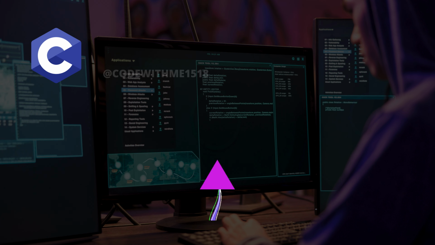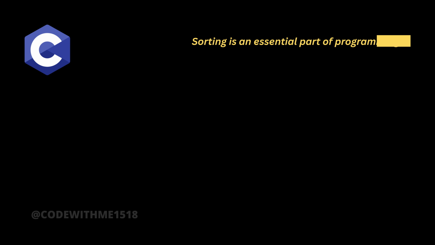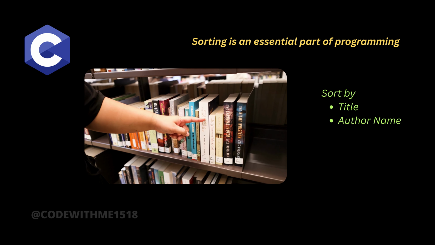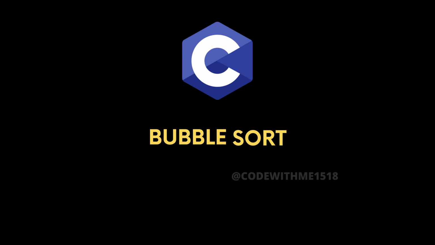So, let's get started. Sorting algorithms. Sorting is an essential part of programming. Imagine you're organizing books on a shelf, sorting them by title or author's name. Computers do the same thing when handling large amounts of data.